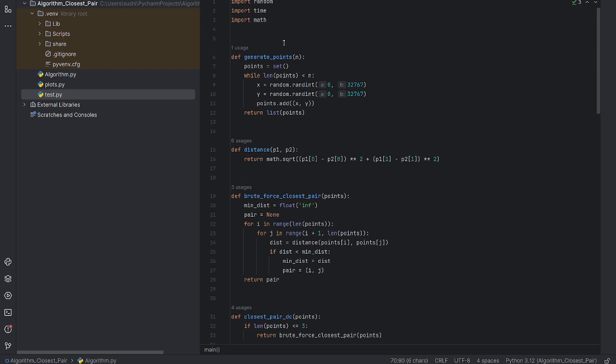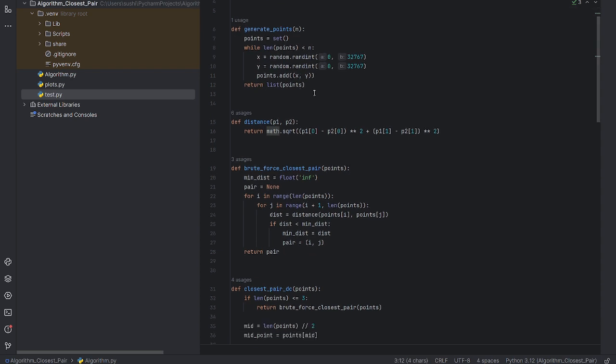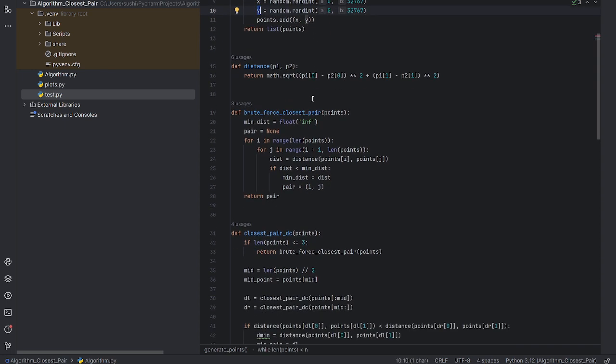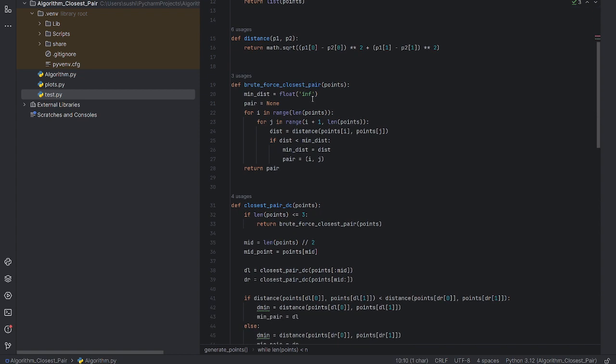To start with, I've imported all the required libraries: random for generating random points, time for calculating runtime, and math to compute the distance between the points. The next function is the generate points function, which takes a single parameter n, which is the input size. It generates a set of random points with x and y coordinates within the specified range. It also makes sure that the number of generated points matches the input parameter.